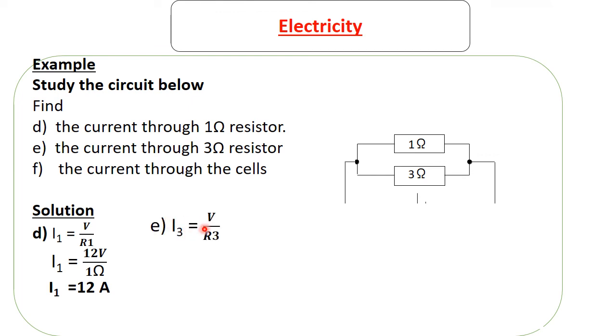The current through the 3 ohm resistor, we do the same. Current 2 is equal to voltage over resistor 3. So voltage, again, 12 volts divided by 3. 12 divided by 3 is going to be 4 amps.